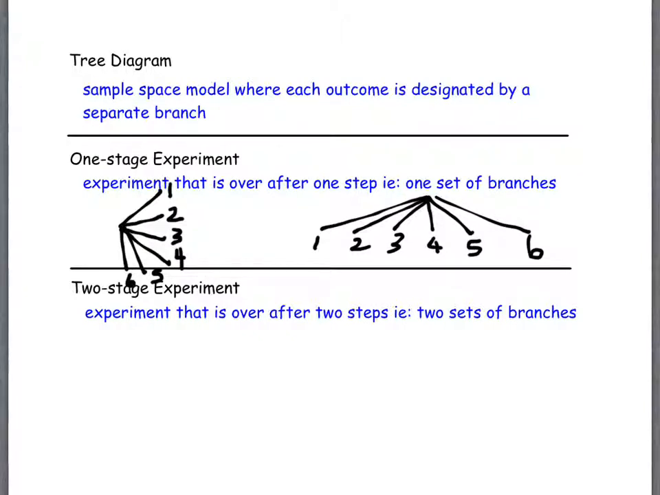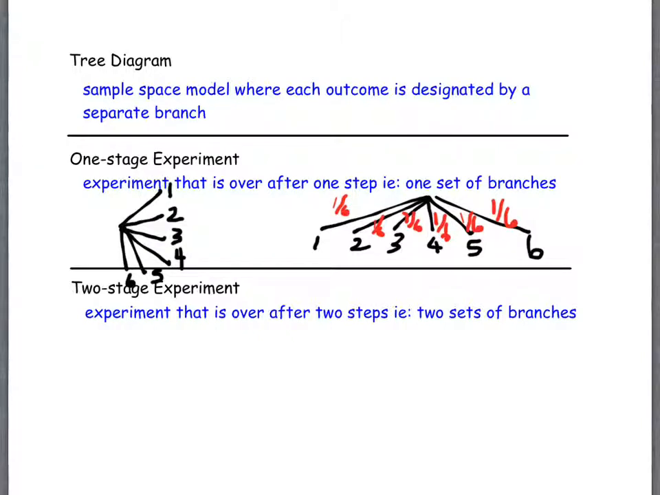And on each of the branches, we can write the probability. So what's the probability of me rolling a 1? 1/6. What's the probability that I roll a 2? 1/6. A 3? 1/6, and so forth. These are all 1/6s. Now, depending on what we were working with, they may not all have to be the same. They certainly wouldn't have to be the same.